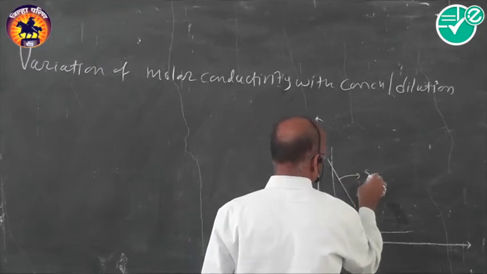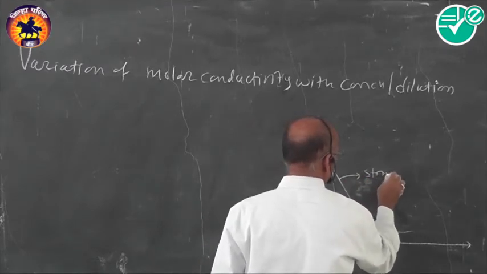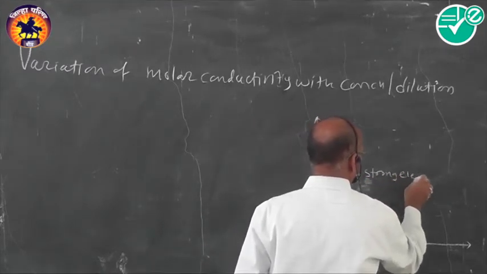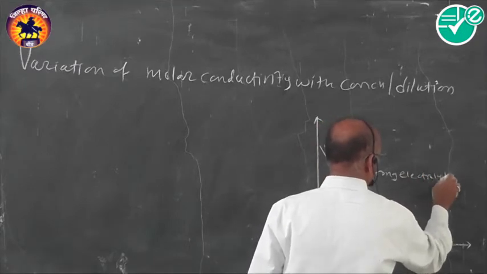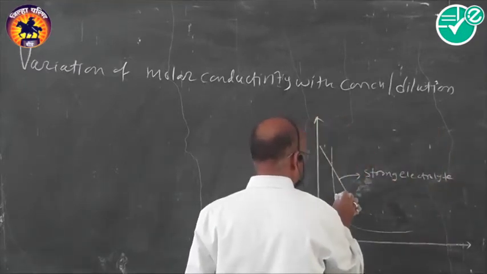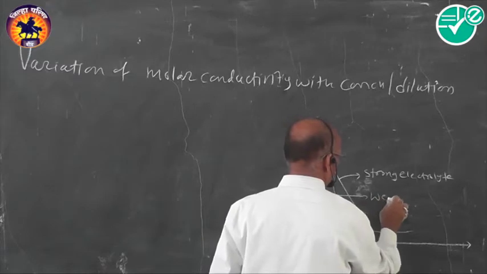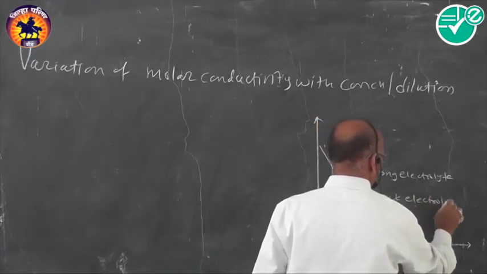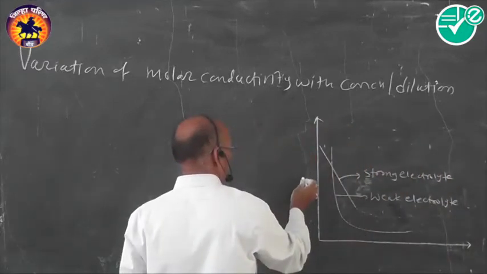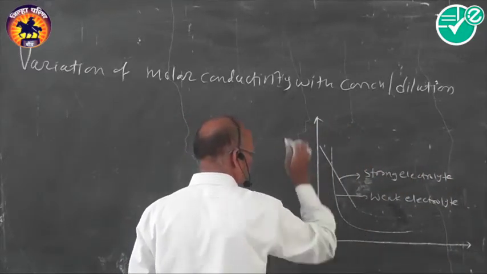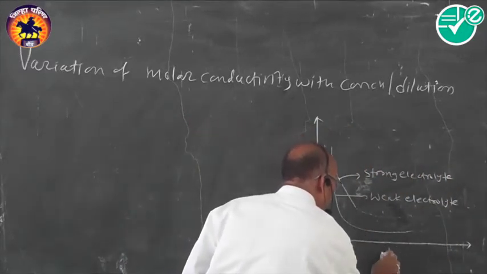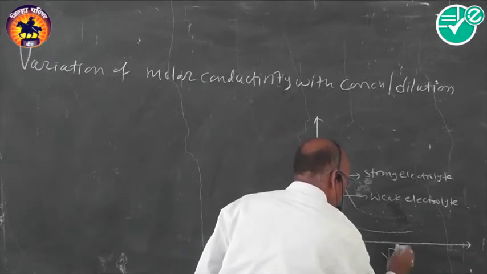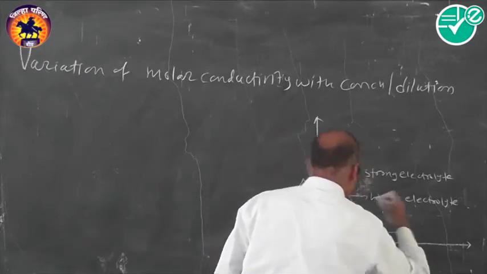It is for strong electrolyte. This curve is for weak electrolyte. This parameter is the molar conductivity. It is the root of concentration. Okay.